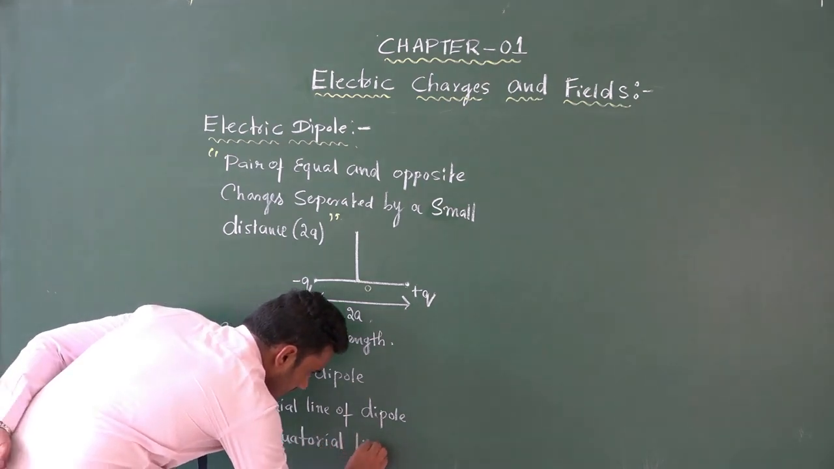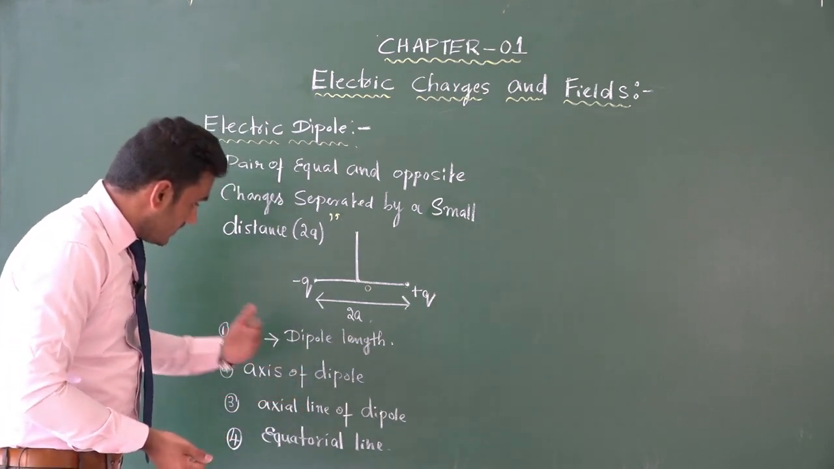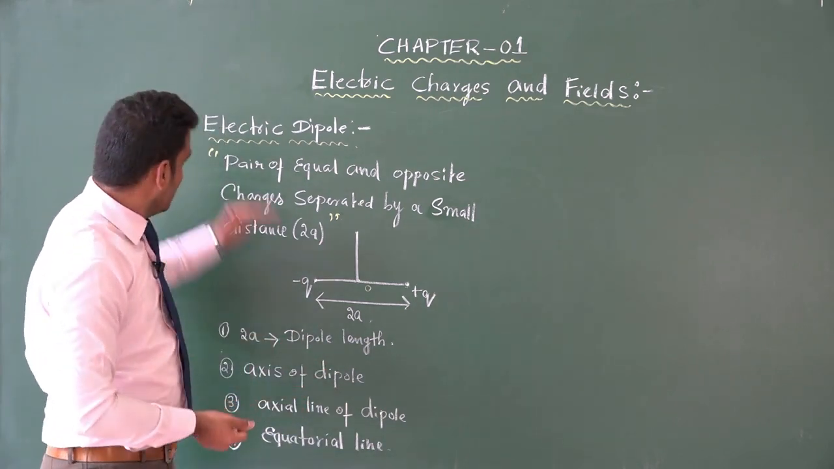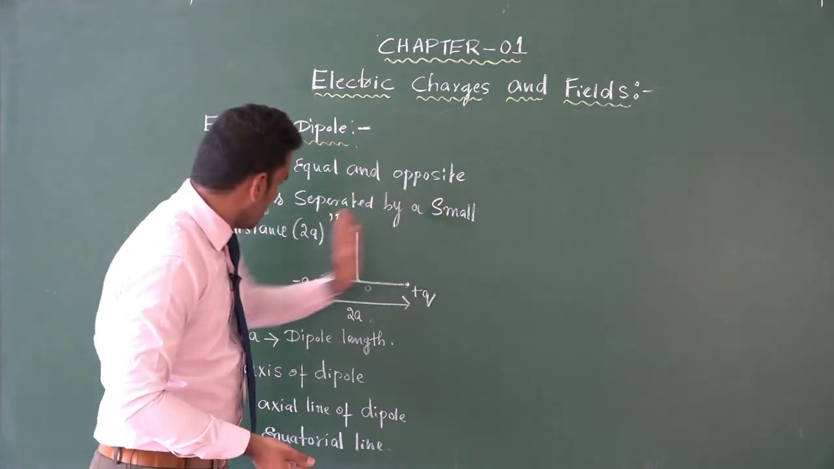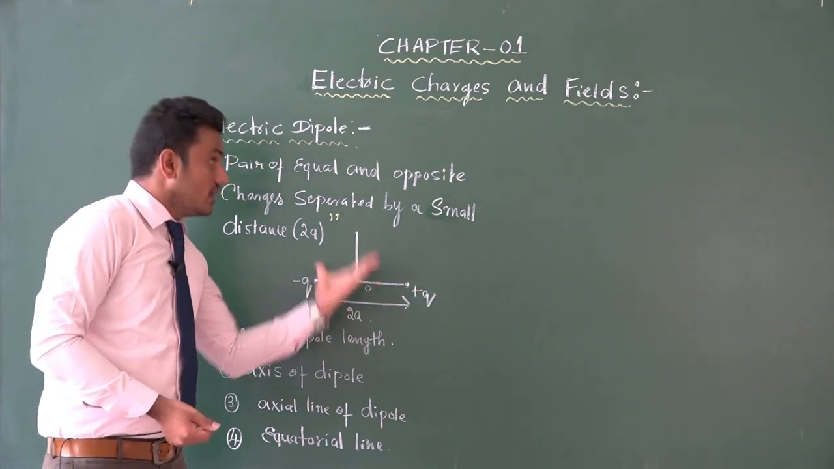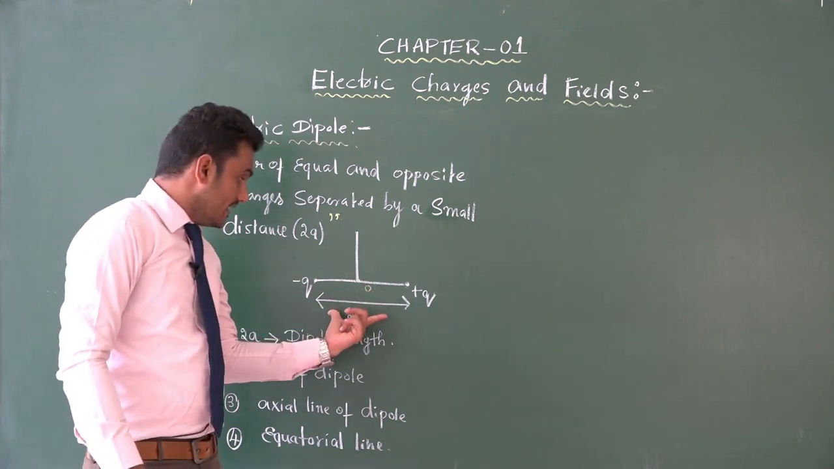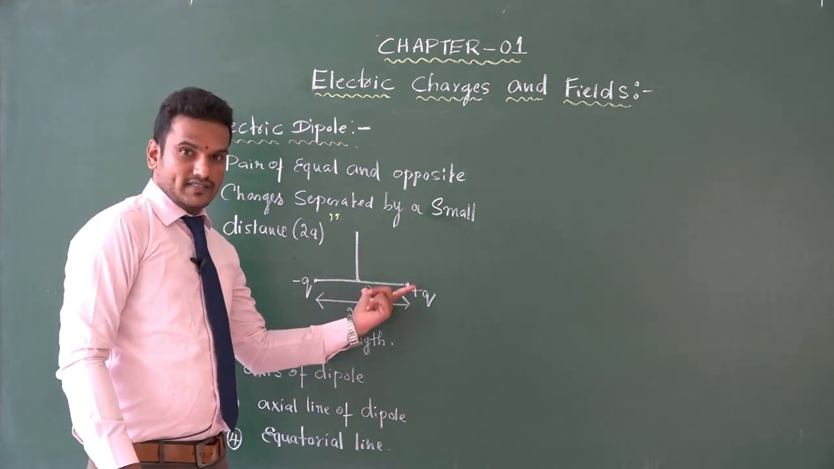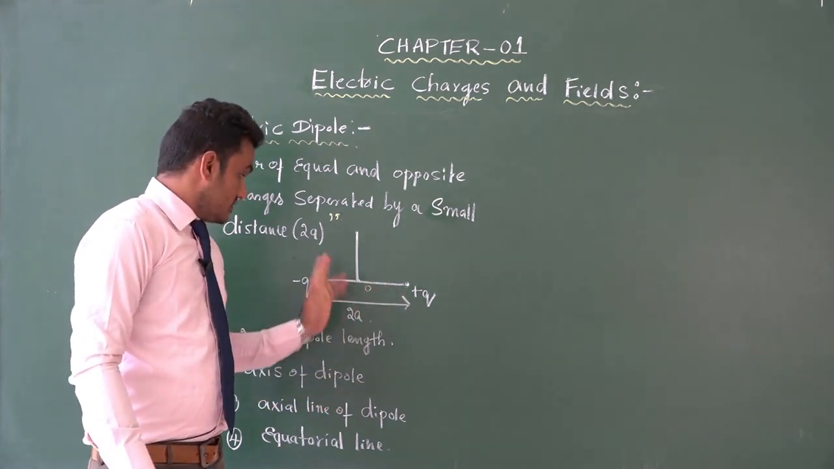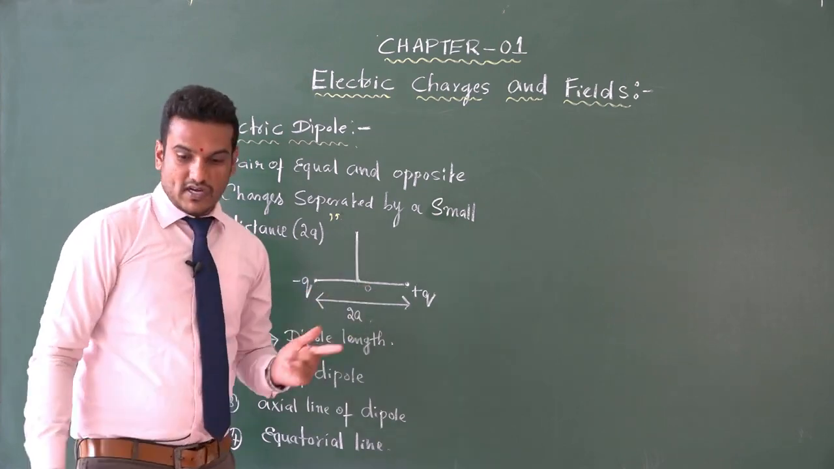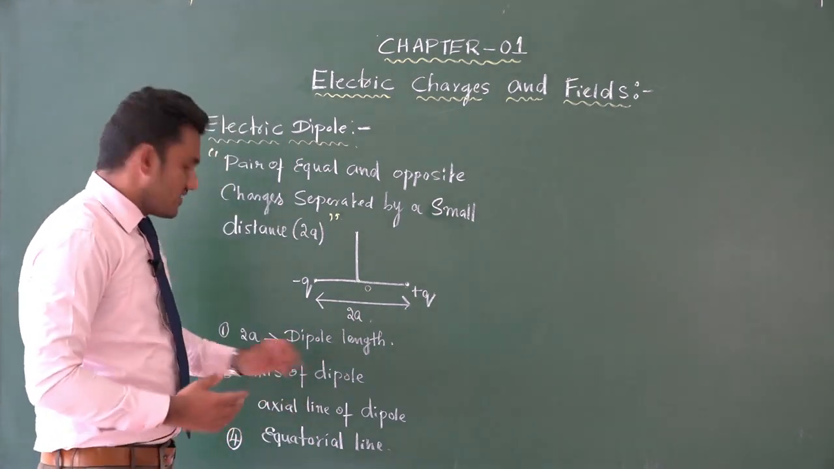Equatorial line. Along with the electric dipole we have four different statements. Electric dipole: a pair of equal and opposite charges separated by a small distance 2a. So this is the electric dipole. Along with that we learn dipole length, which is the distance between the two charges of an electric dipole. Axis of dipole is the straight line joining the negative charge and the positive charge, directed from the negative charge to the positive charge.